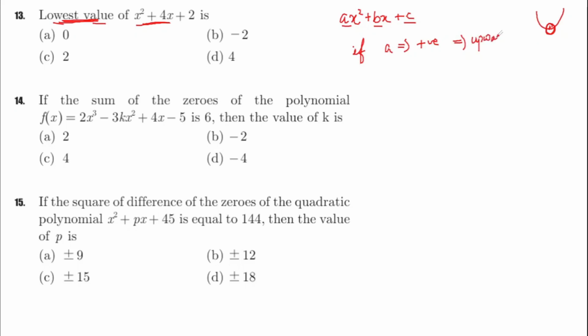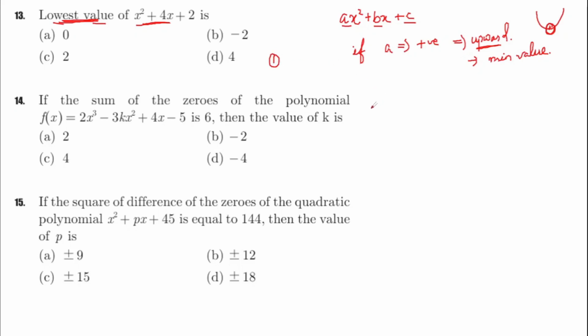The graph will be in the upward direction. Now for this upward movement, we will get a minimum value. Okay. Now if you draw the graph, you will get the minimum value. But for a one mark MCQ question, it's useless to draw the entire graph and after that find the minimum value. So there is a formula for this question.